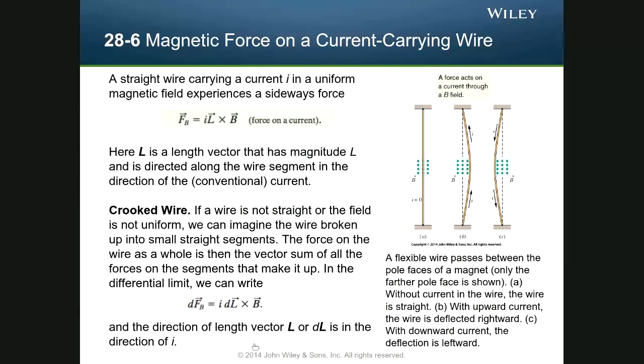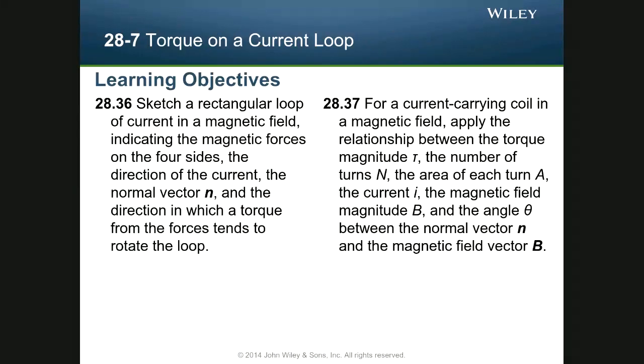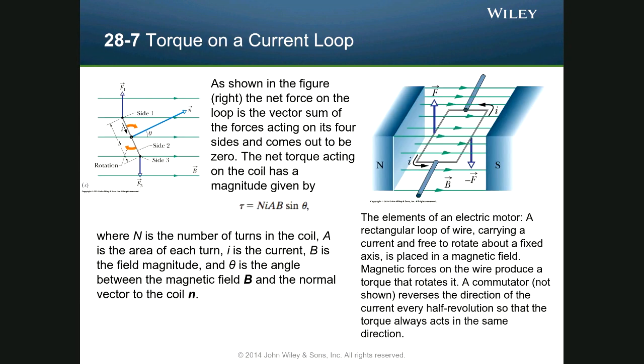So let's take a look at how an engine works with torque. What we can do now is create a loop of wire in a magnetic field. So it's just sort of extending our previous picture. And when this happens, let's write down the equation again.